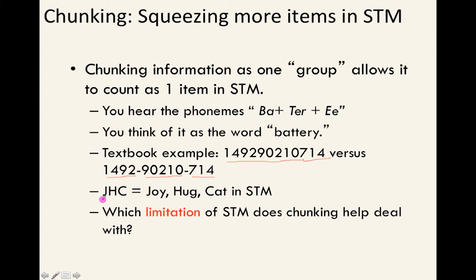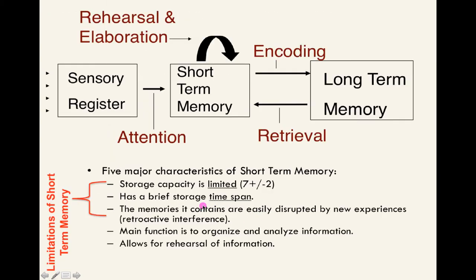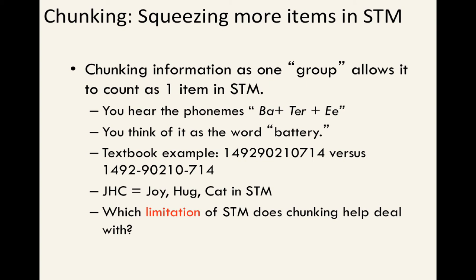That's a great example of chunking. Likewise, these 3 letters that don't spell out a word can just be put together as Joy hug cat, right? And then you can even picture Joy hugging her cat, and that helps chunk it into less information in short-term memory. And so remember, which limitation of short-term memory does chunking help us deal with? Yeah, right, the storage capacity. So storage capacity is dealt with through chunking.